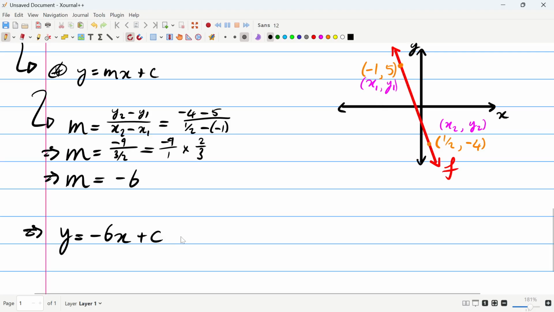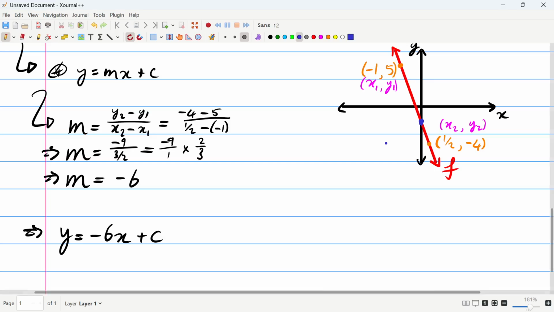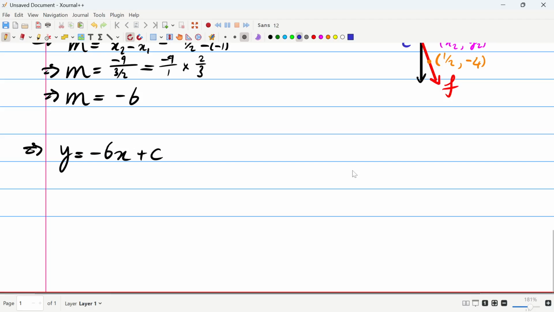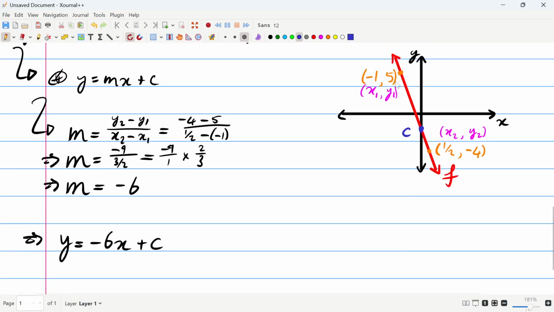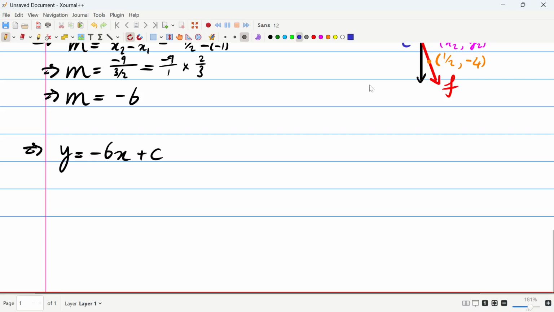And our c value should be a negative value, because you can see here that the c value is right here. Remember, it's the y-intercept. This should be the y-intercept, which is c. So let's solve for c by plugging in one of the points. We can plug in any point as long as it's not an x-intercept. Okay. So here, the easiest point to plug in is the one without the fraction. So it would be better to plug in the -1 and 5.